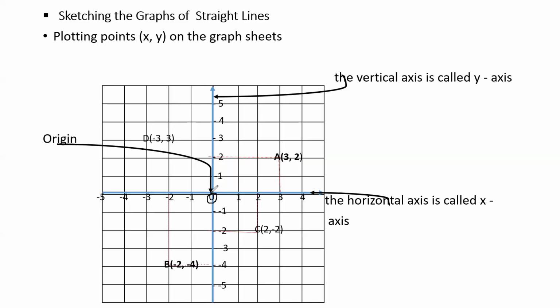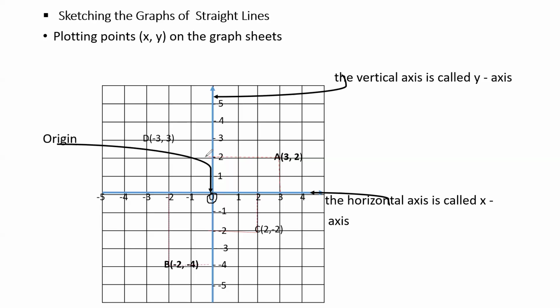When you go to the origin, where the 0 is, all numbers at the right side are positive, so we have a positive x, and the ones at the left side are negative. On the y-axis, all numbers above the origin are positive and all numbers below are negative. So we have negative x axis, positive x axis, negative y axis, positive y axis.